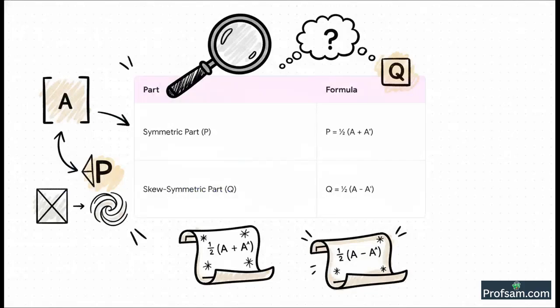Simple. So now the big question is, how do we actually find these two parts P and Q? How do we separate the matrix into its secret identities? Well, it's actually really simple. We have two, let's call them magic formulas. These are your detective tools. To find the symmetric part P, the formula is half of A plus its transpose. And for the skew symmetric part Q, the formula is half of A minus its transpose. You absolutely must write these down. These formulas are the key to everything.